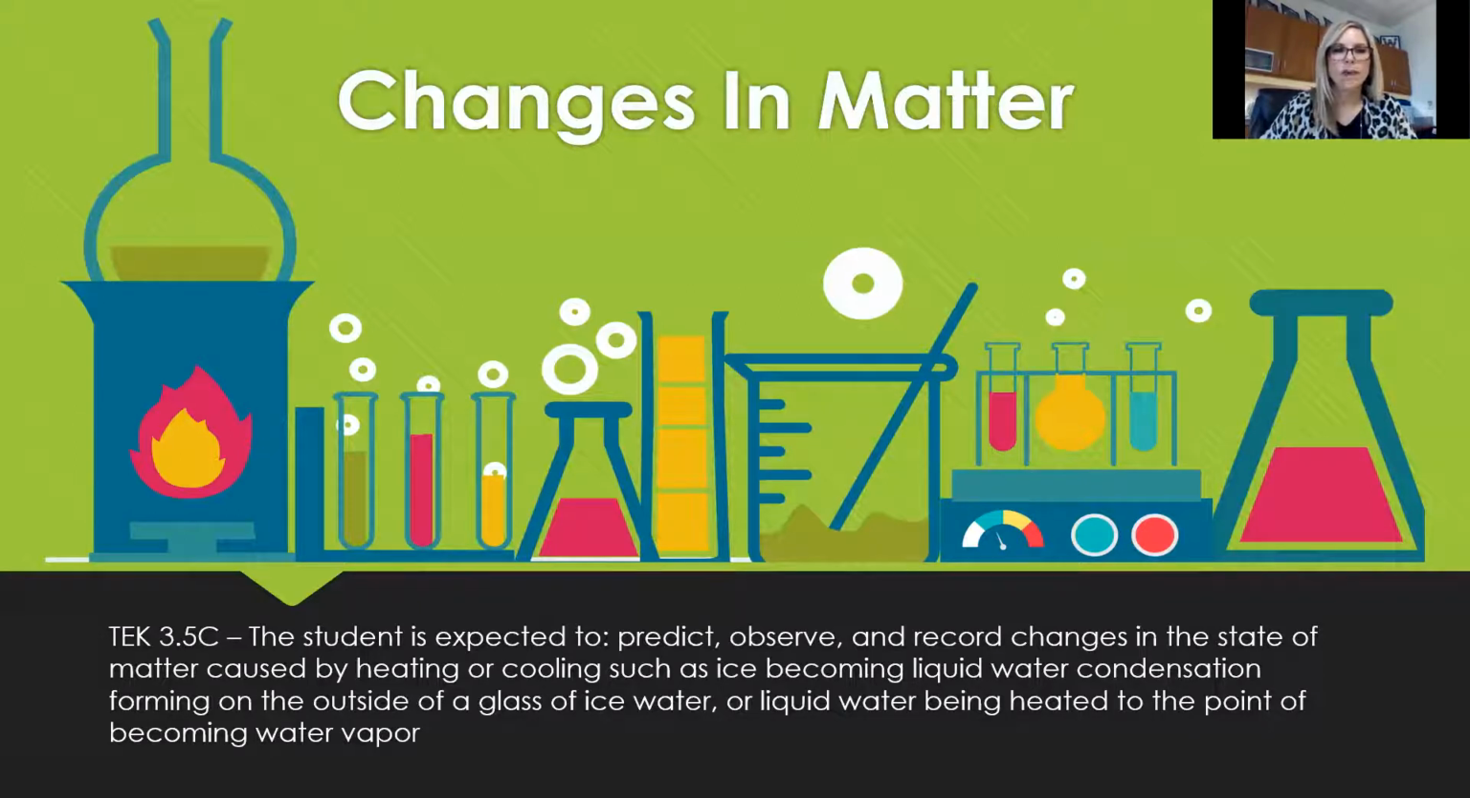The student is expected to predict, observe, and record changes in the state of matter caused by heating or cooling, such as ice becoming liquid water, condensation forming on the outside of a glass of ice water, or liquid water being heated to the point of becoming water vapor. So we're talking about liquid water. That means condensation, how the water gets on the outside of our drinking glasses sometimes, and also how water can be heated so much that it becomes water vapor, and we do not see it. It goes into the air.